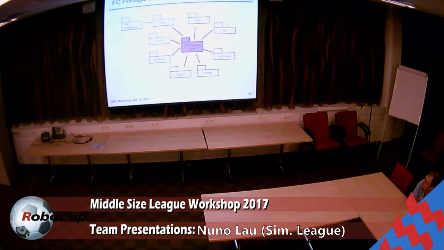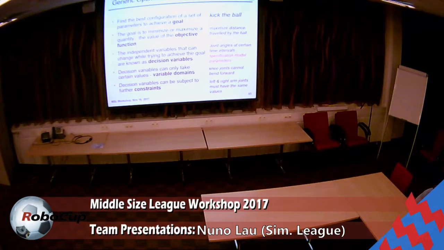The FCPortugal humanoid agent is built around several modules, like the skill module, the logger module, the utils module, optimization, strategy, physics, world state, and geometry. And for example, one of the points that the simulation allows you to do in a very good way, and it's better than real robots, is to use optimization in order to derive your skills. So, in generic optimization, you want to find the best configuration of a set of parameters to achieve a goal. What you want is to maximize or minimize a quantity, that is called the objective function, and the independent variables are called decision variables.